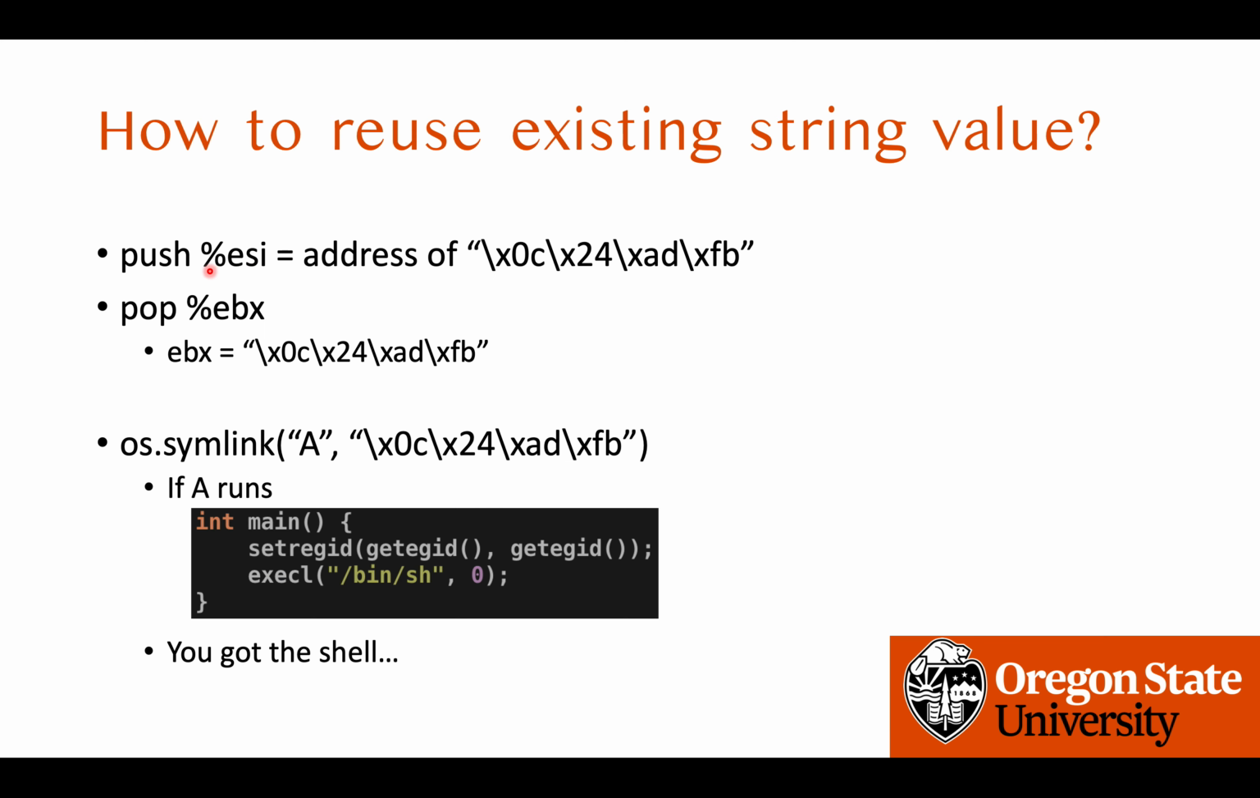So you can reuse this as a file name. So push ESI, pop EBX, then the EBX will store the address of this string. And then if you create a symlink that points program A to this as a file name, then you can use this EBX value for your execve system call.